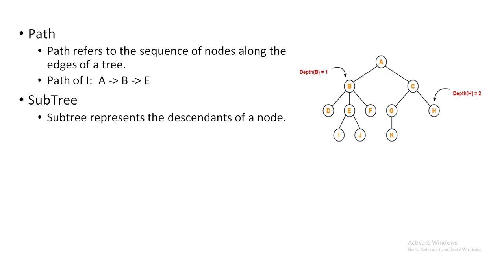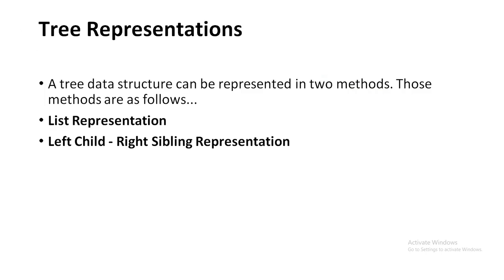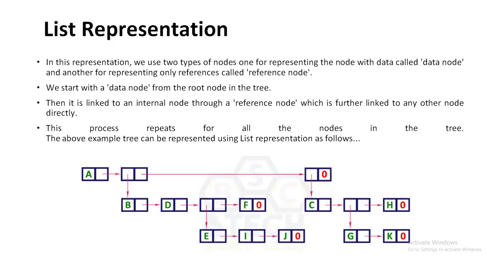Path is the sequence of nodes along the route. For example, the path of I is A, B, E. From E we can reach I. Subtree is the descendants of a node. So a tree can be represented in list format and in left child right sibling representation.